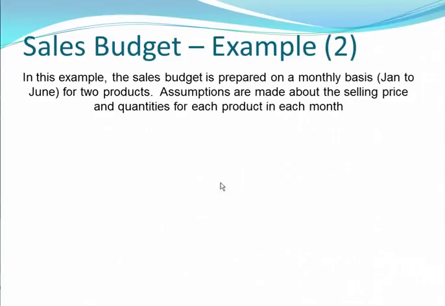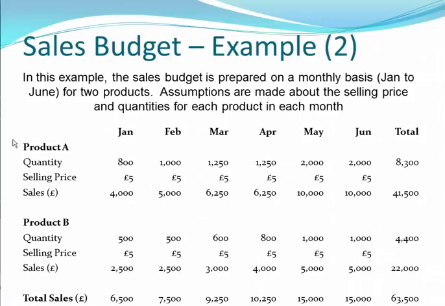In this different example, the budget has been prepared on a monthly basis. So they sell two products in this example, product A and product B, and we've got total sales for each month and then a total revenue for the 6-month period.